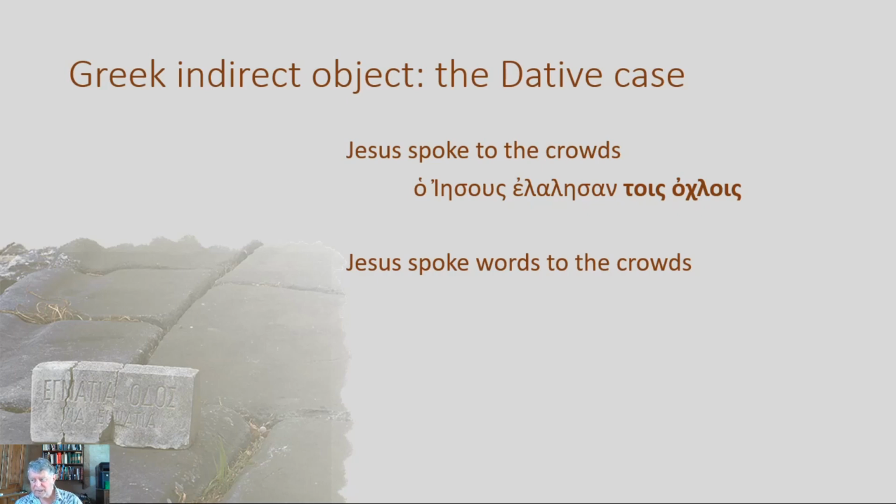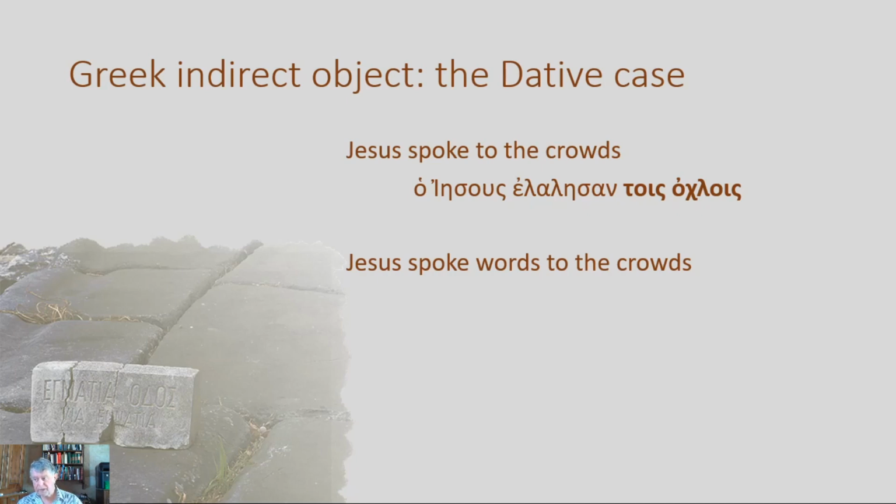But it just explains how you can have Jesus spoke to the crowds with an indirect object, but without a direct object. If you like, the direct object is implied. In the first sentence, we're not told what he spoke, the direct object, but we are told that he spoke to the crowds, the indirect object. And so the indirect object is in a different case, and it's spelt differently from the two cases we've seen. It's clearly different from both the nominative and the accusative.